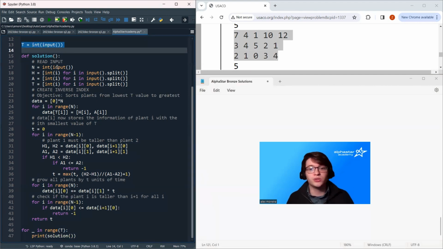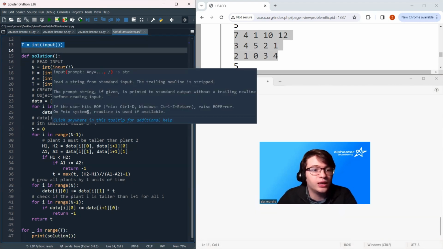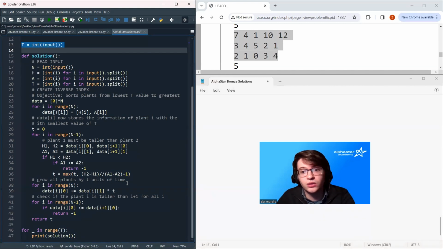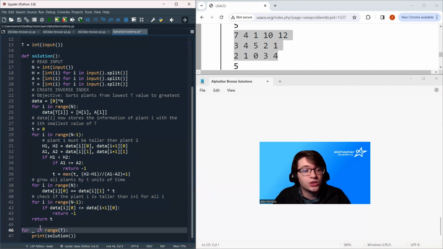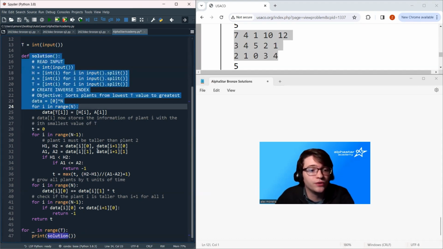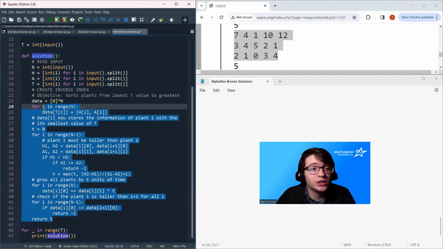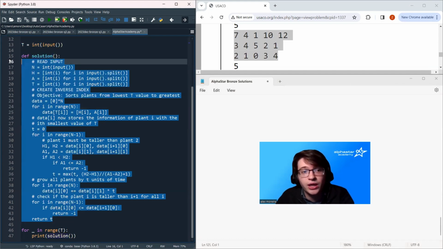So the first thing we're going to do is we're just going to read in T. This is the number of test cases. So every single test case actually has multiple sub-test cases. And the idea is we're just going to solve the problem once for each of those sub-test cases. So we're just going to loop over all T sub cases and print out whatever is the return value of this solution. So this is really the code you want to pay attention to. This is where we're actually solving the problem. We just return values from this function in order to solve each of the T test cases.